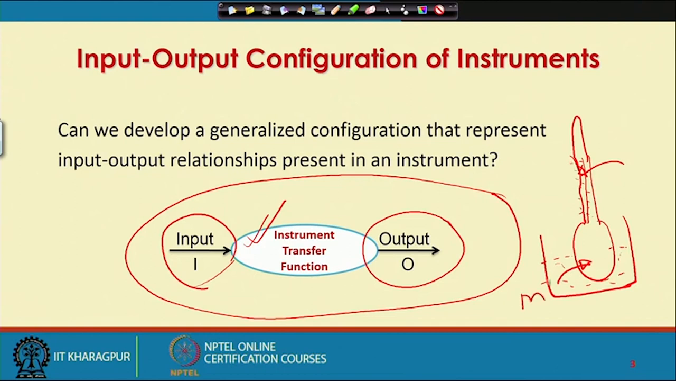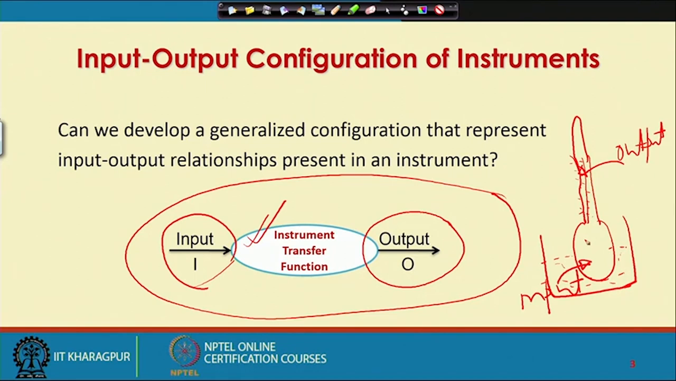So, input is this temperature or thermal energy, and the output is the displacement of the mercury in the capillary. Now, while the thermometer receives thermal energy, it undergoes certain processes: there is a restricted expansion, so pressure is developed, so the mercury level goes up through the capillary, and so on and so forth.